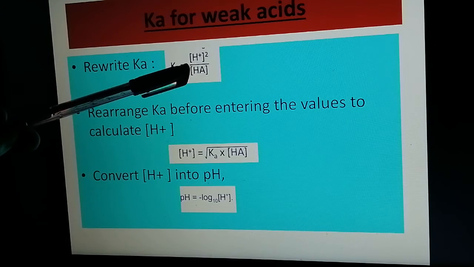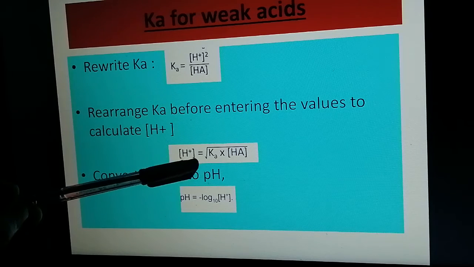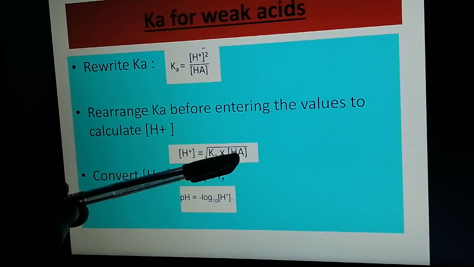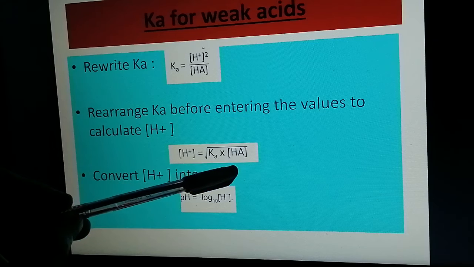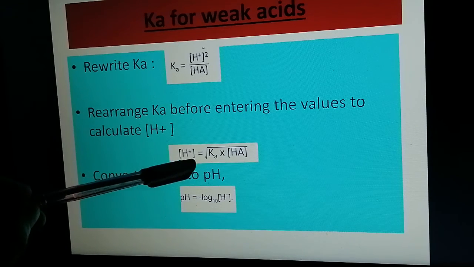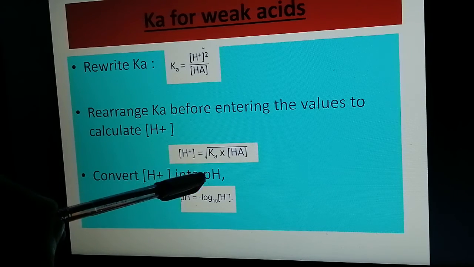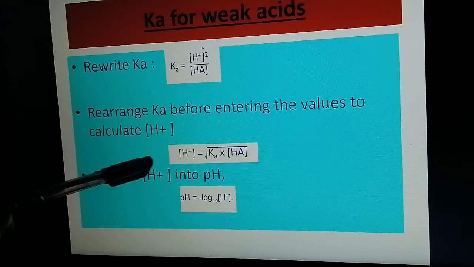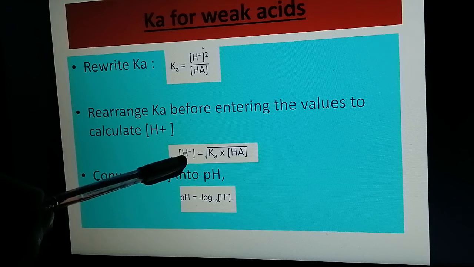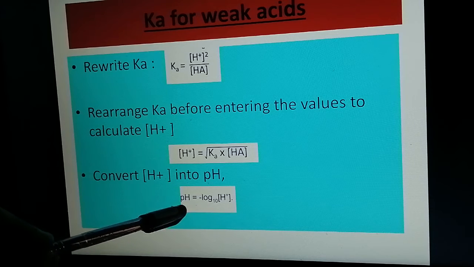H plus squared will be equal to Ka into HA. So H plus will be equal to the root of Ka into the concentration of HA. In your textbook the concentration of HA is taken as C, and we usually take H plus as X. So H plus is equal to the square root of Ka multiplied by C. Now from this we can find out pH. If you get the value of H plus, you can use it to find the pH.